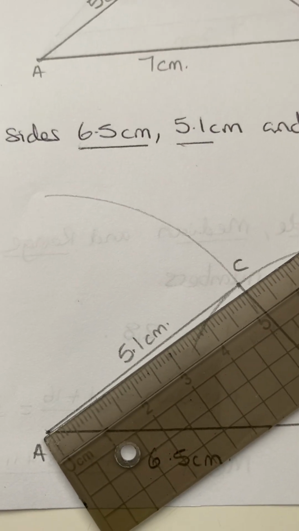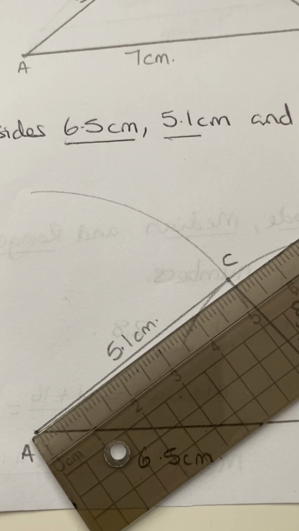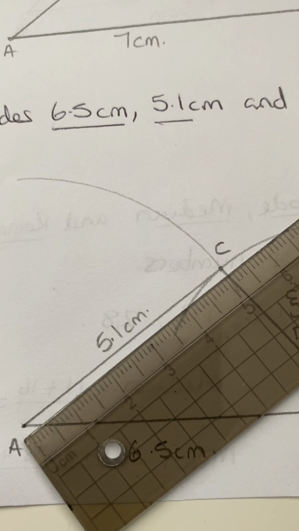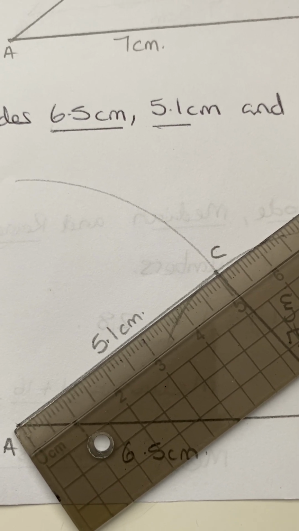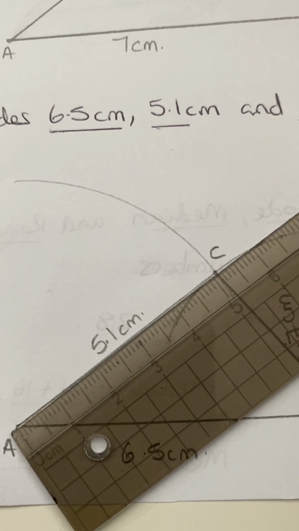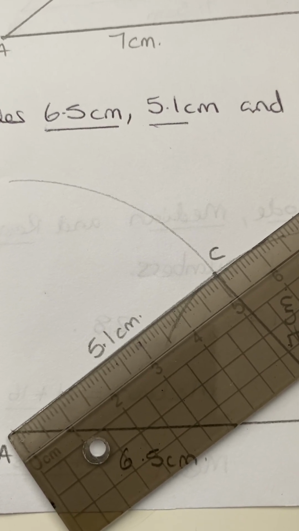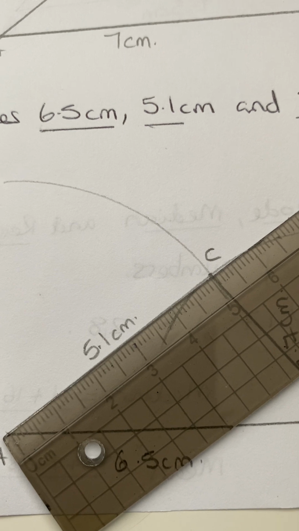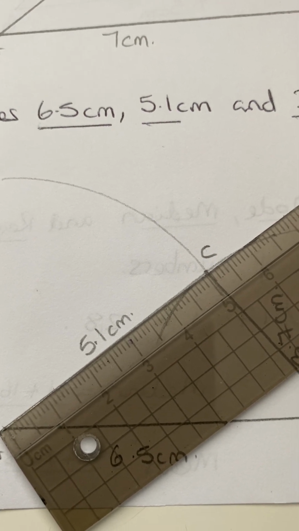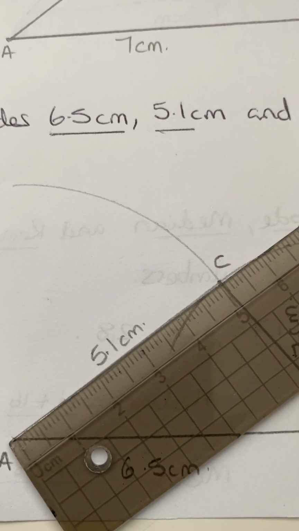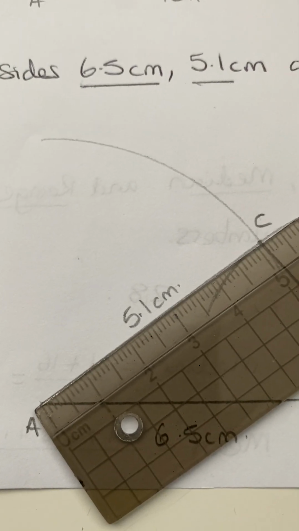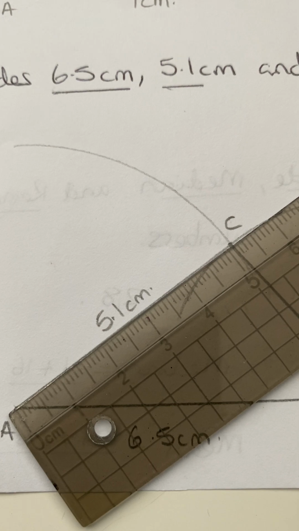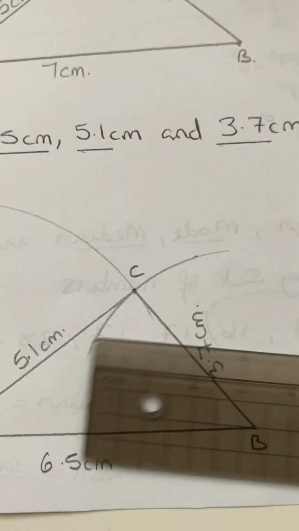Now let's measure. If you just draw an arc, you get different measurements and you won't get the marks. But it is worth the time. Relax and do it and get it right. So that's 5.1 centimeters there. If I zoom in for you, that is 0, that's 5.1.